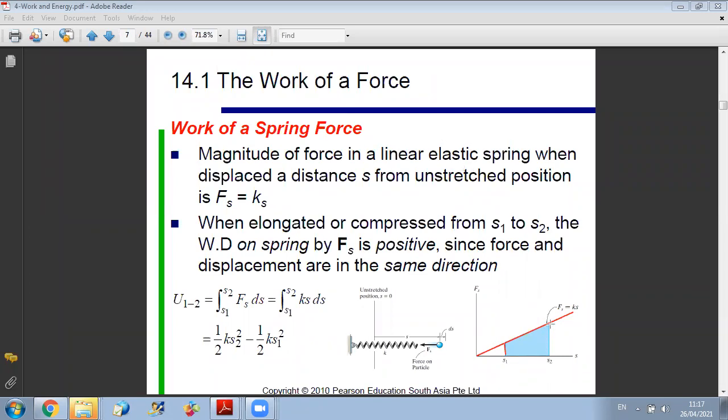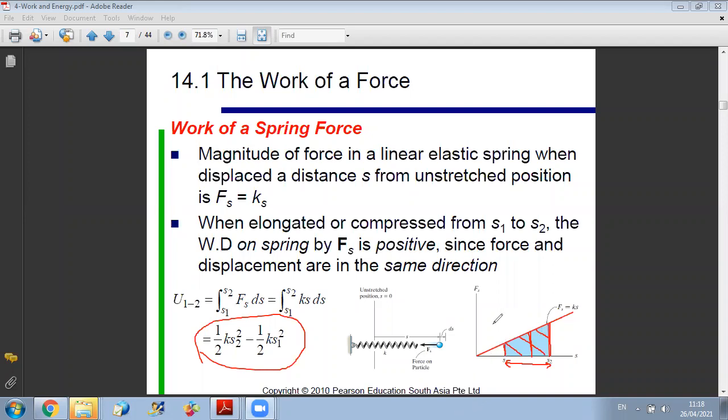So if you consider any two positions, S1, S2, then you can say that the work done on the spring is equal to the area under the curve. To calculate this area, you have the height, which is S2 minus S1, times the median base. So here you have KS1 plus KS2 over 2. If you do the development, you will get the same expression for this work. This is the graphical method, and the other is the analytical method.